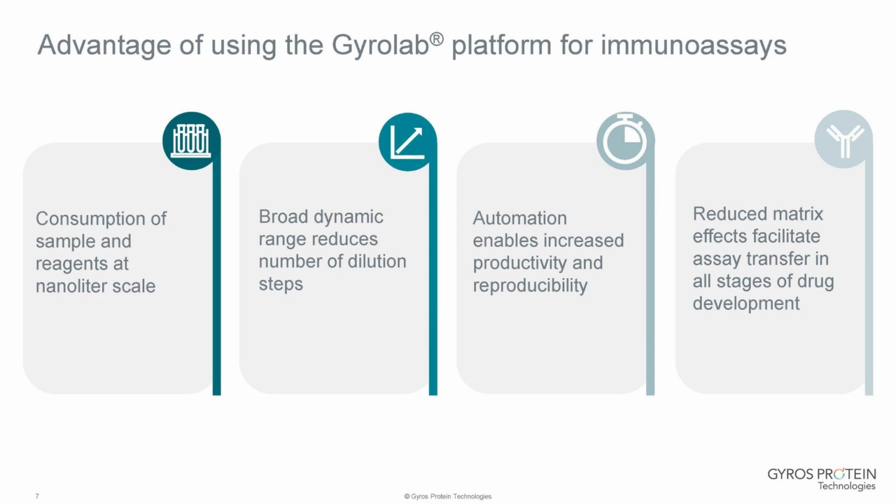So the advantage of using the Gyrolab platform for immunoassays involves nanoliter scale consumption of both reagents and samples. It gives a broad dynamic range and reduces the number of dilution steps in the assay. It involves automation and enables increased productivity and reproducibility, and also reduced matrix effects, facilitating assay transfer in all stages of drug development. As I mentioned, an assay takes approximately an hour to perform.